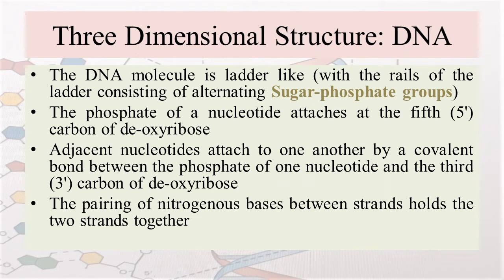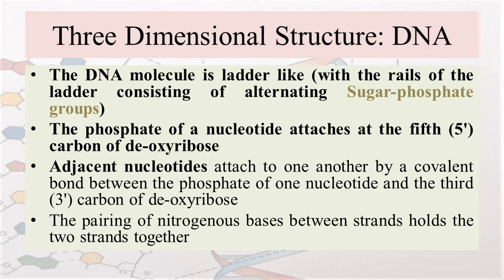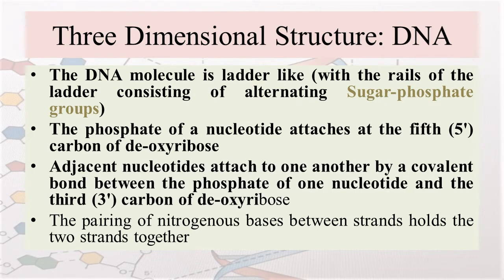Now I will tell you something about the three-dimensional structure of DNA. The DNA molecule is ladder-like, with the rails of the ladder consisting of alternating sugar-phosphate groups. The phosphate of a nucleotide attaches at the 5th carbon of the deoxyribose. Adjacent nucleotides attach to one another by a covalent bond. Remember this point: the adjacent nucleotides are attached to one another by a covalent bond between the phosphate of one nucleotide and the 3rd carbon of deoxyribose.